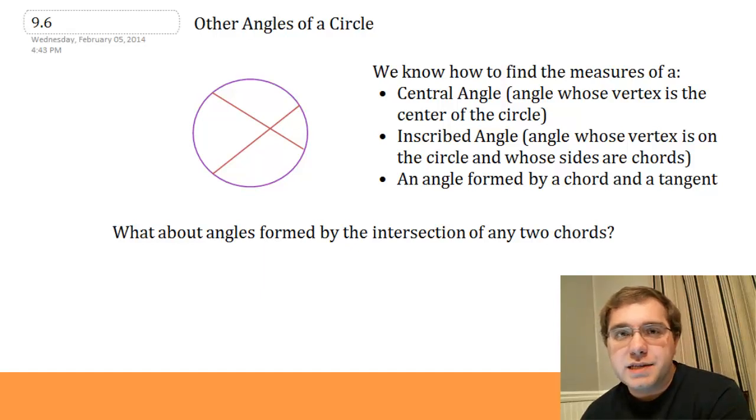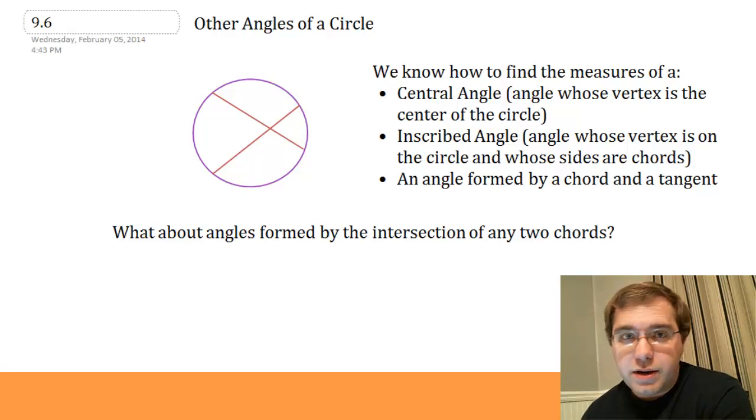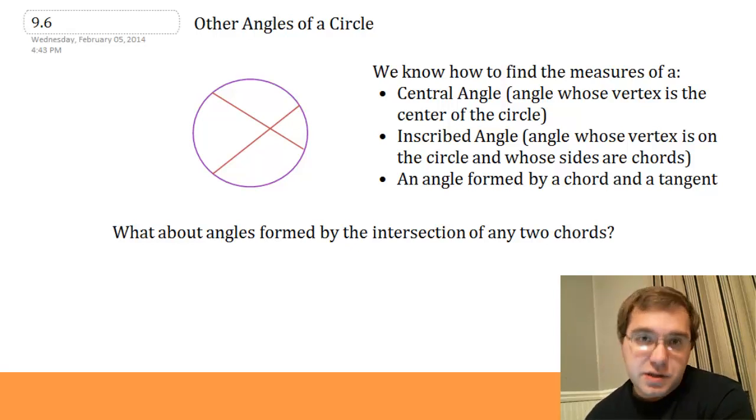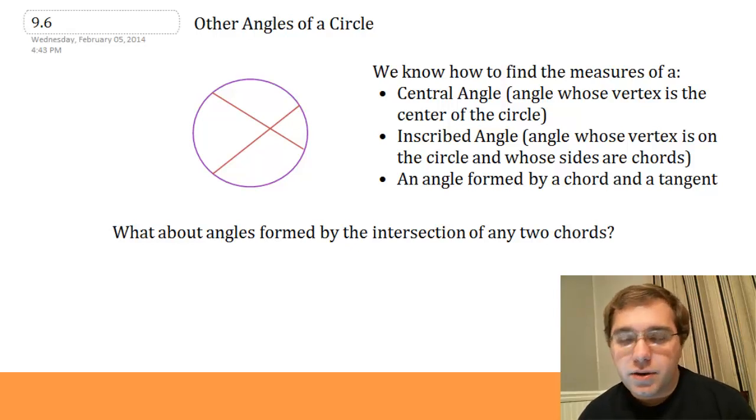This is section 9.6, Other Angles of a Circle. So far, we know how to find the measure of a central angle. Remember, a central angle is an angle whose vertex is the center of the circle. We know how to find that measure. That measure is the measure of the minor arc.